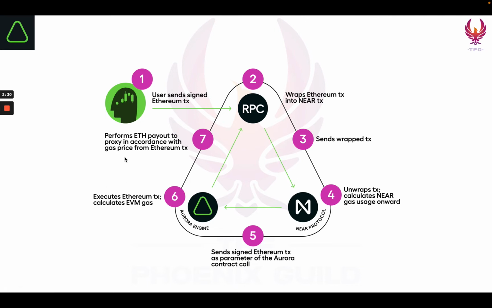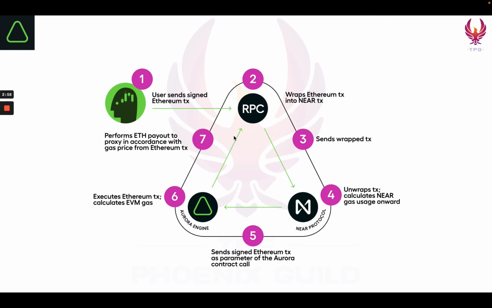And once this is done, the ETH payout is performed to proxy in accordance with the gas price from the Ethereum transaction. So think of this as more, there is a sort of wrapping and unwrapping happening, not just using the Aurora engine, but the way in this entire DApp or this application is processing this transaction.